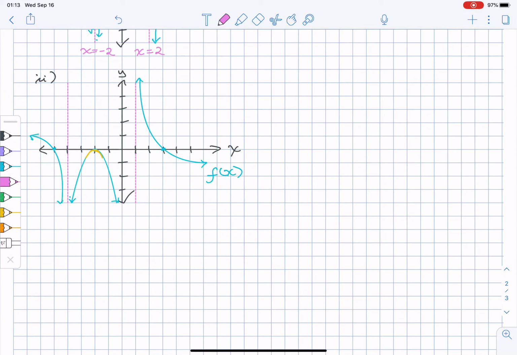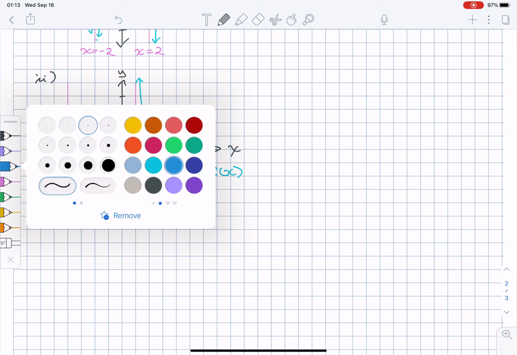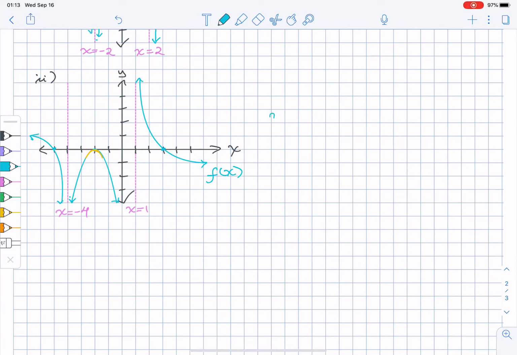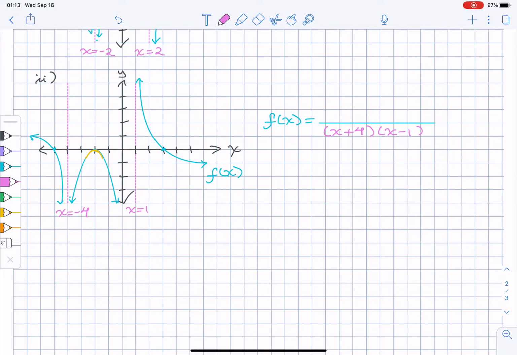My vertical asymptotes are at x equals 1 and x equals negative 4. So I know that the function f of x will be written as, in the denominator, I'll have x minus a negative 4, so x plus 4, and x minus 1. In the numerator, my roots, which are my zeros, are at negative 5, so x minus a negative 5, which is x plus 5, and that root is linear.